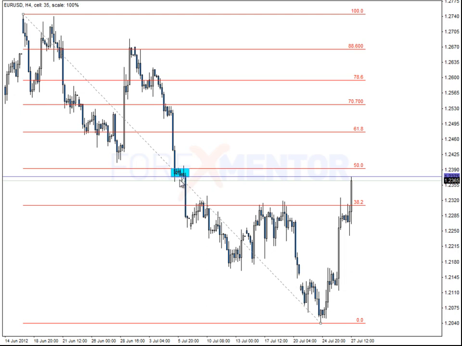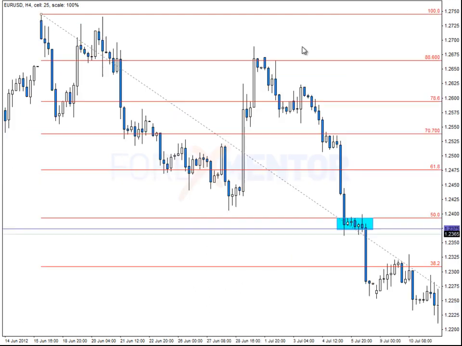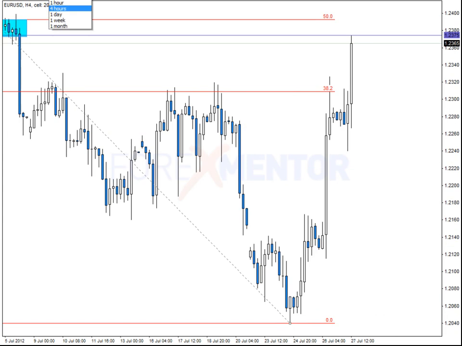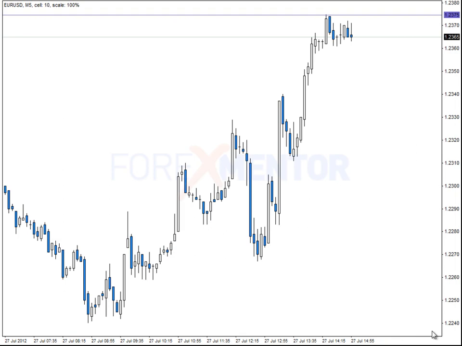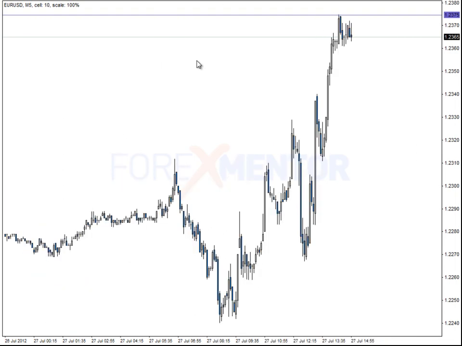Okay, but this area is what really catches my eye. So if I can find a pattern on the smaller time frames at this area right here, I'll be very, very keen for a sell. So if we just zoom this up and now move to the 5-minute chart, I'll show you what I set up here.